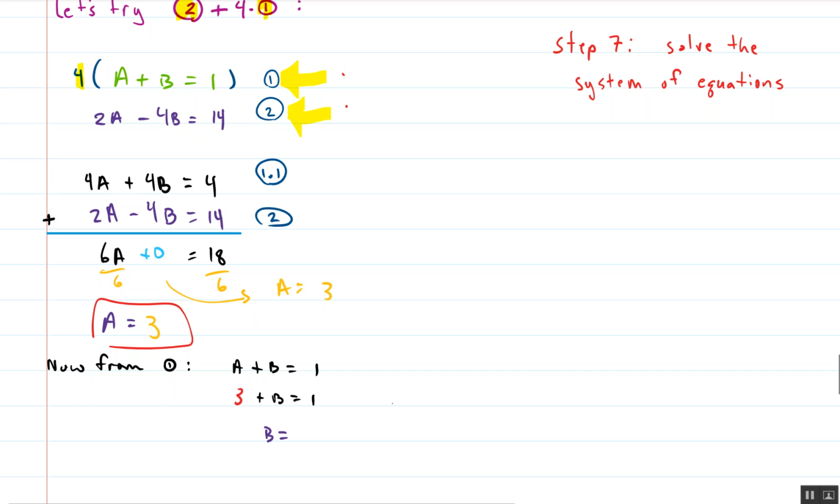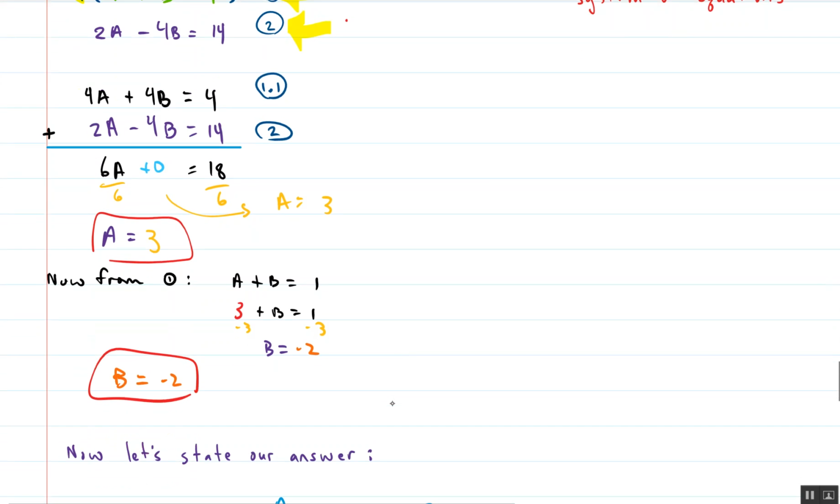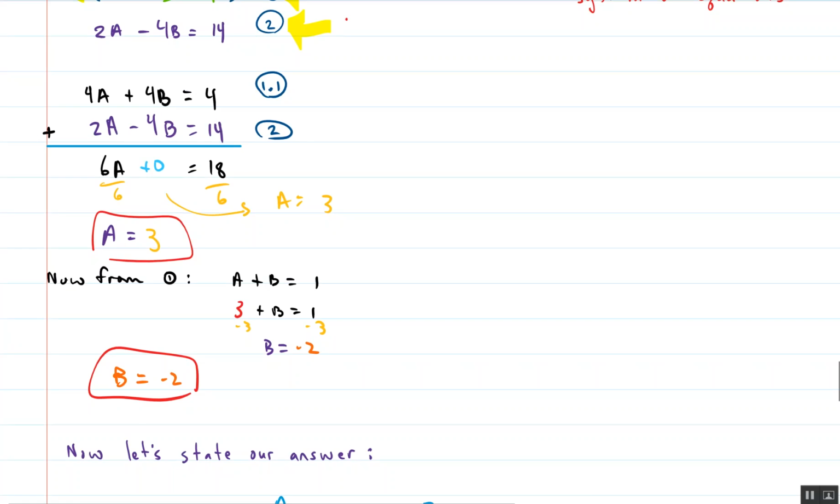If we subtract 3 from both sides, then we get B equals -2. So B equals -2 is our next answer. So we have A equals 3, B equals -2. We've found all of the coefficients.